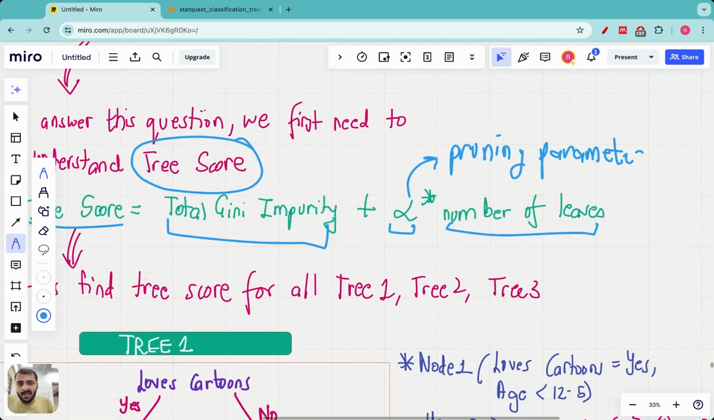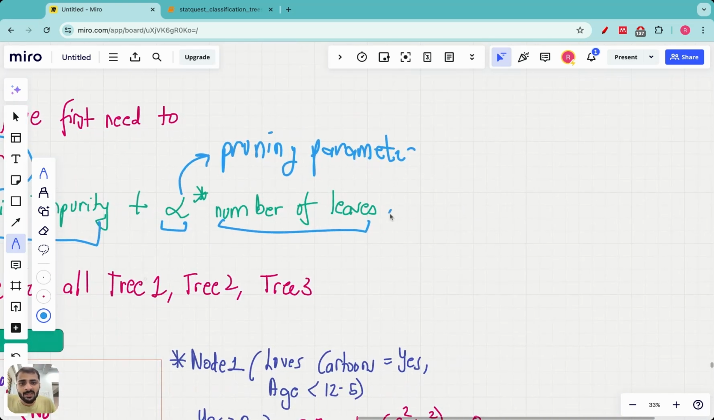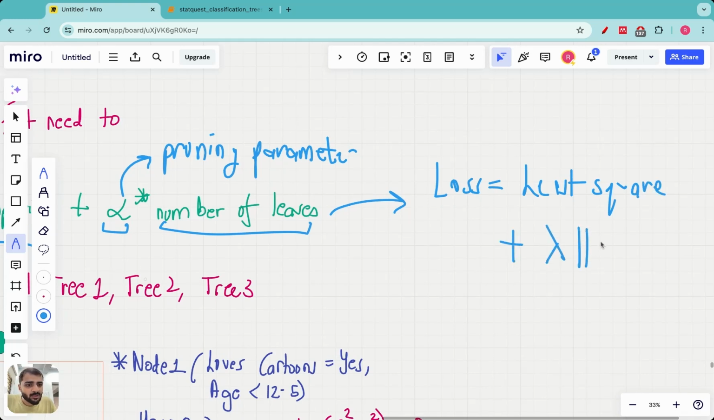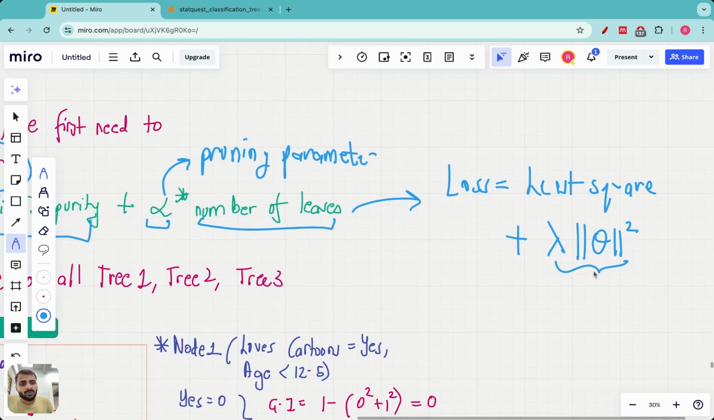And do you see the similarity with regularization? In least square regression, the loss was the sum of the least square loss plus lambda times modulus of theta whole square, right? This modulus of theta whole square was the summation of the absolute summation of the parameters. So this was introduced to make the model as simple as possible.